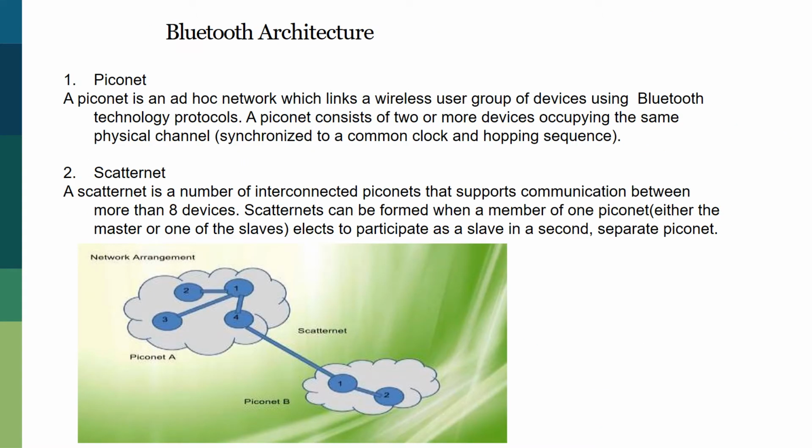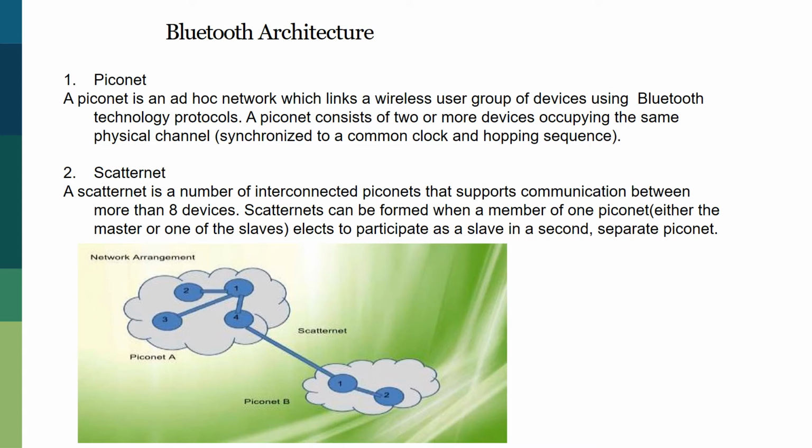Right, if you see the architecture of Bluetooth, there are two important terms: one is a piconet, another is a scatternet. A piconet is an ad hoc network which links a wireless user group of devices using Bluetooth technology protocols. For example, piconet A is one kind of ad hoc network, which will link all the wireless user group of devices using Bluetooth protocols. A piconet consists of 2 or more devices occupying the same physical channel, synchronized to a common clock and hopping sequence.